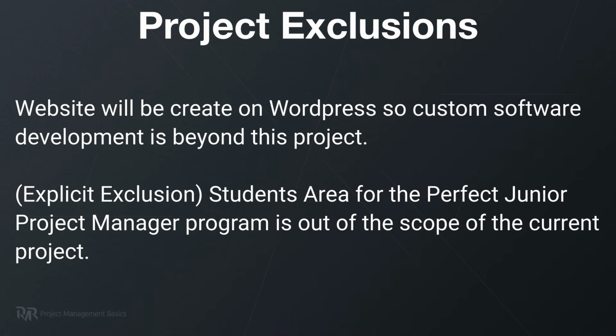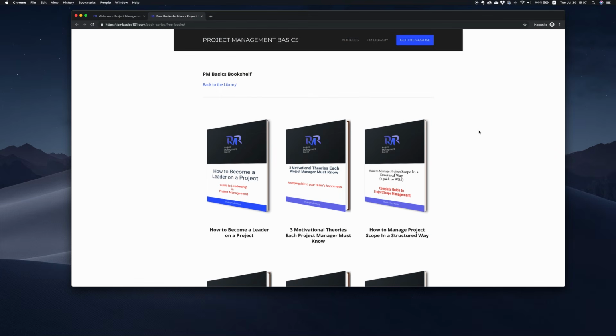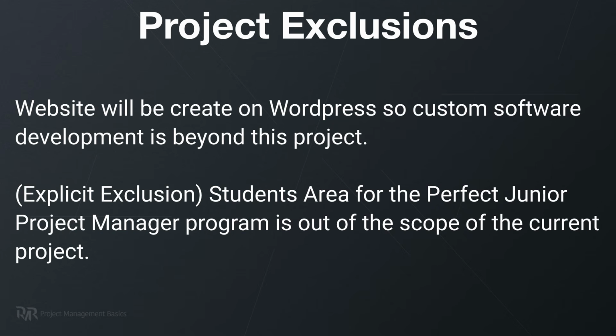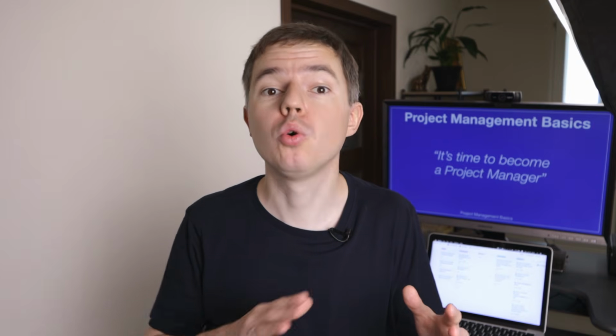In our example, website will be created on WordPress, so custom software development is beyond this project. Students' only area for the Perfect Junior Project Manager program is out of the scope of current project. We need these exclusions to ensure that even if we have time and money, we don't drift away from reaching our main objective to deliver website with the blog.